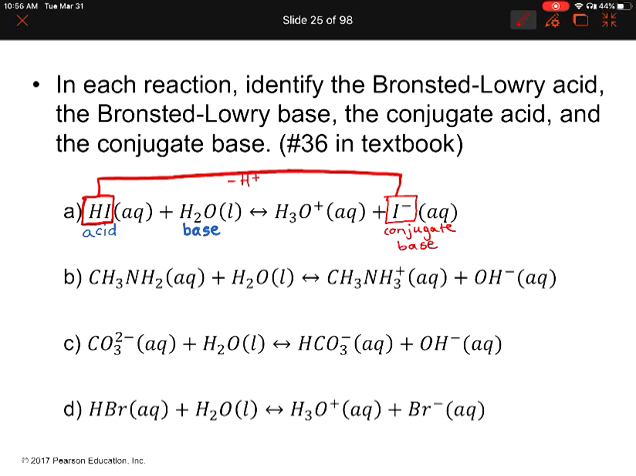Okay, and then we can also pair up water and H3O+. So in this case, water gained a hydrogen, so we'll write plus H+. So that means that the hydronium ion is our conjugate acid.